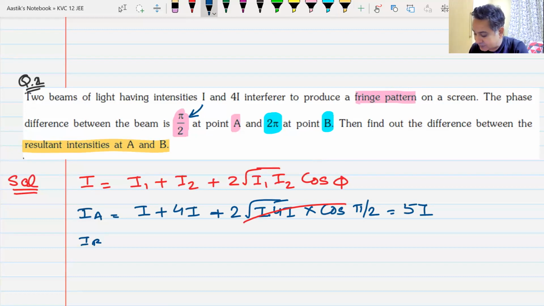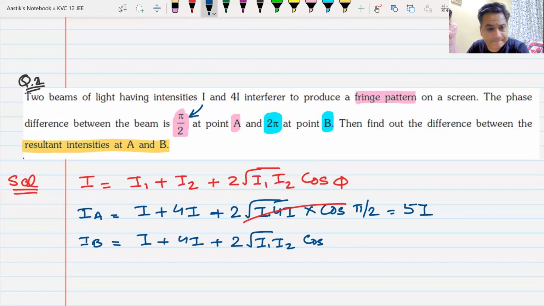So this term cancels. The answer is 5i for the first case. You can find the intensity at point B. Intensity at point B will be I plus 4i plus 2 times root over I into 4i into cos of, how much is this? 2 pi. What is the cos of 2 pi? It is plus 1. Yes or no? Oh, I've written I1 and I2. I should have written I into 4i. Sorry. I into 4i.